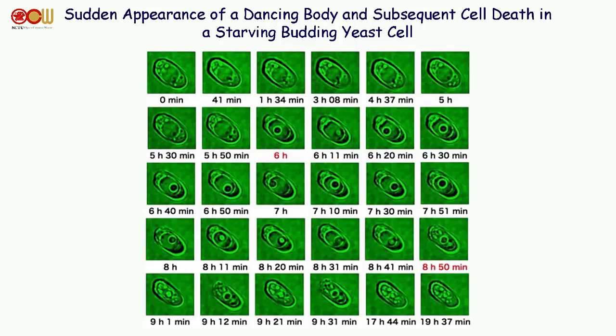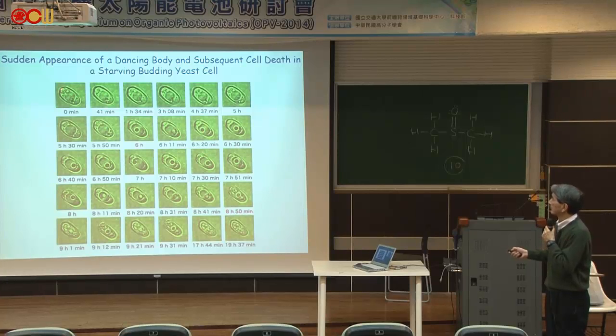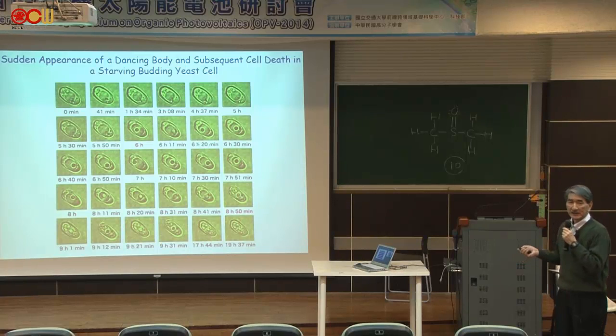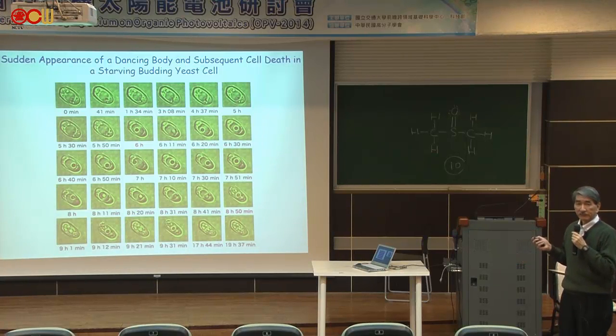So this is a time-lapse experiment under a microscope. The same budding yeast. At 0 minutes, you have no dancing body, but the dancing body appears, you know, very suddenly at 6 hours, and then dances around, and actually it stops here at 8 hours, 15 minutes, and then the vacuole is lost. You have no vacuole here, and then the structure is destroyed. So the cell is going to die.